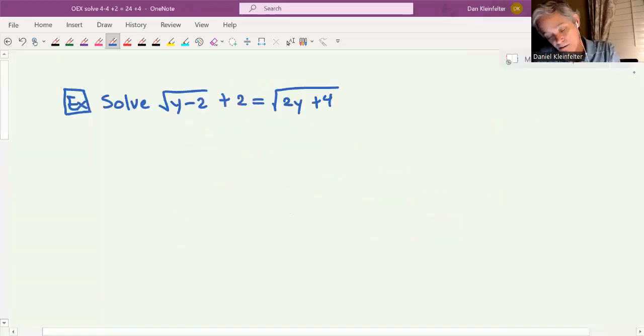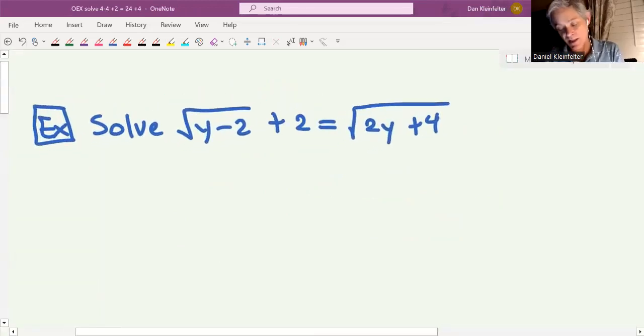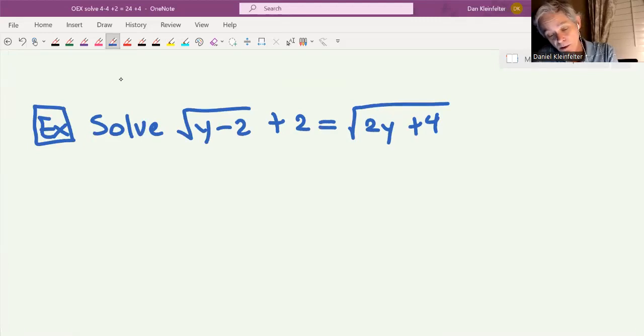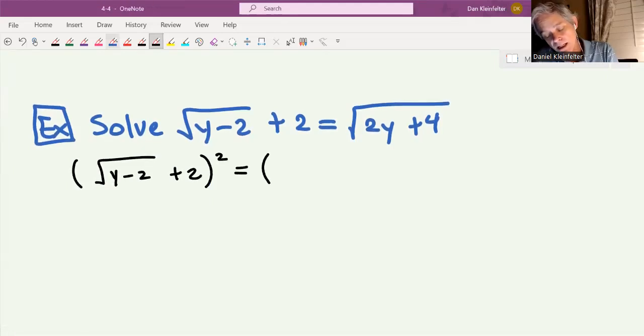I'm going to do one more that will work out, and we'll finish with that. All right, so for this one, we have the square root of y minus 2, plus 2, equaling the square root of 2y plus 4. So on this, what we will do first is square both sides. So we'll have our square root of y minus 2 plus 2 squared. And then on the right side, the square root of 2y plus 4 squared.